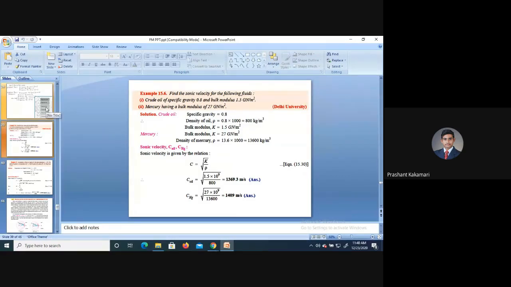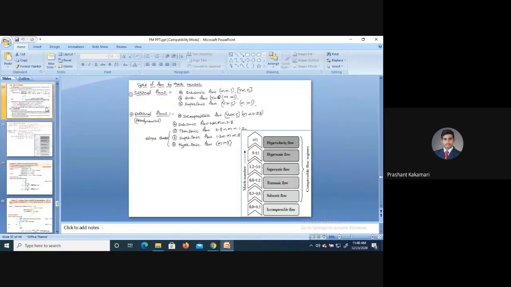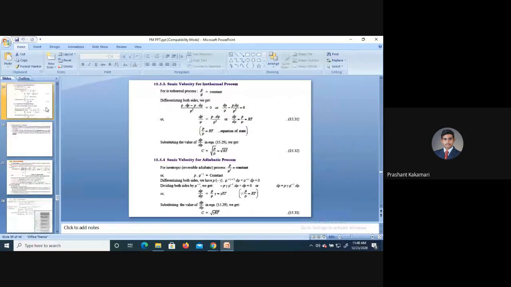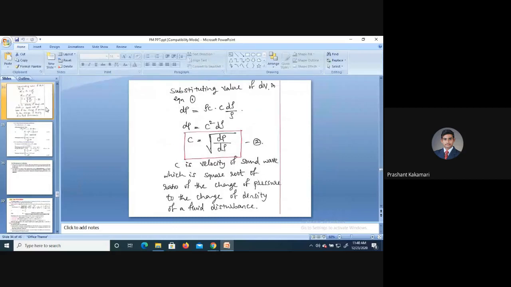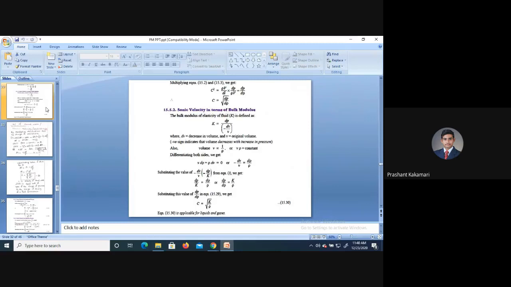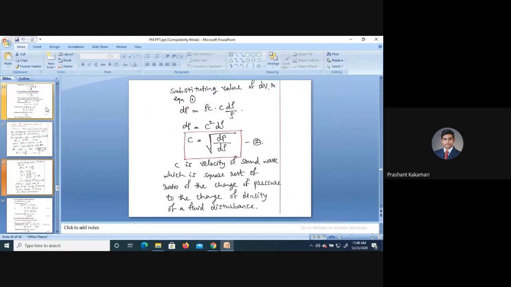Or in the place of these values, if they have given the change in pressure or change in density, then you can go by this formula, square root of dp by d rho, change in pressure to the change in density. Okay, anyhow, you can calculate the speed of disturbance, then you can find out the velocity of the body, either by Mach number or some other Mach cone angle relations.